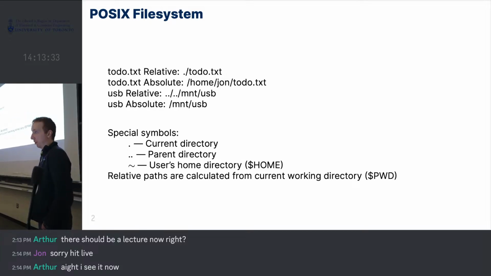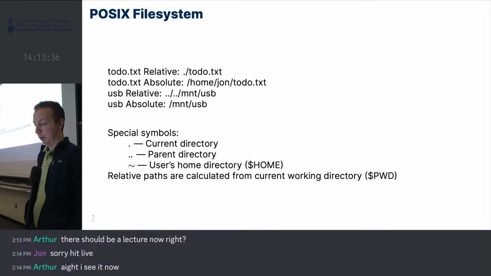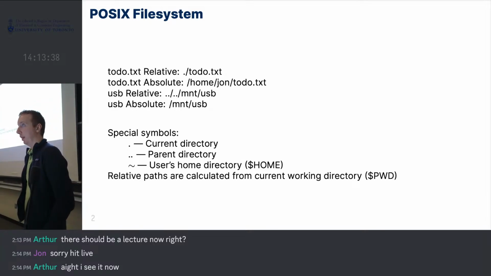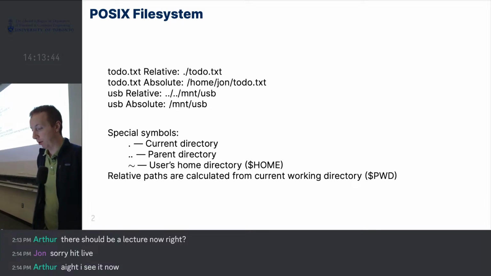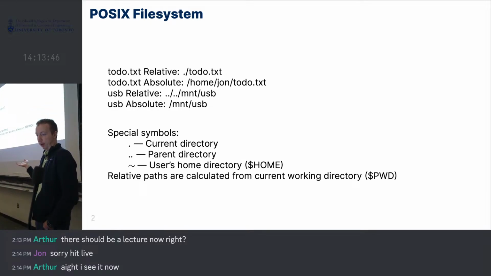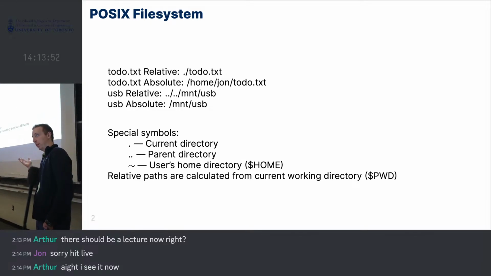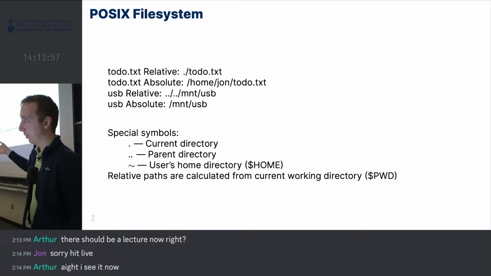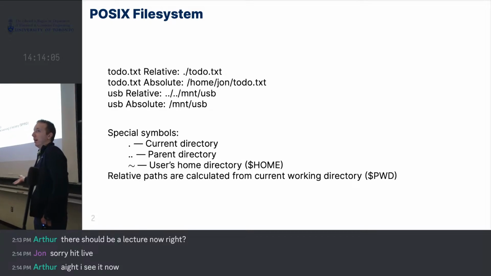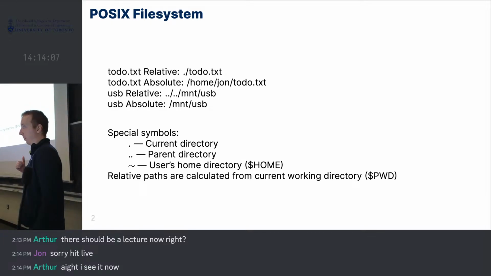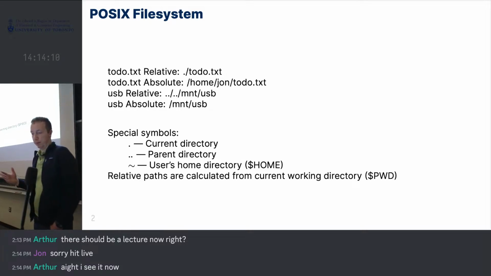Sometimes you want absolute paths. These are all called paths. Absolute paths will begin at the root and then get you to whatever file you want. So the absolute path for todo.txt is /home/John/todo.txt. The USB relative path was .. to go up one, .. again to go up to the root, and then /mount/USB, or in absolute terms, it would just be /mount/USB. So any questions about that? We've kind of dealt with file systems the whole time. You'll actually see what these things represent in lab 6.